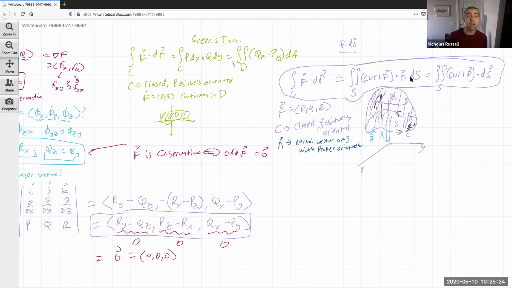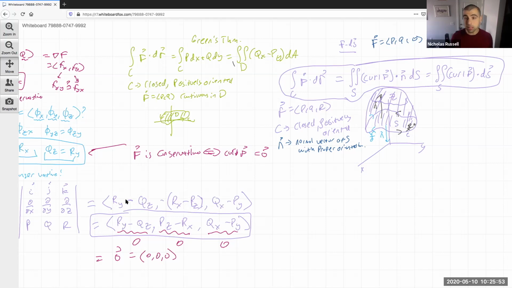Now I want to show you something really quickly. Let's assume that I only have a P and a Q. Let's say I'm only in a two-dimensional case. Let's say I have my vector field that is something like P, Q, and 0. It has no z component at all. Well, what happens here? What does my vector field become?